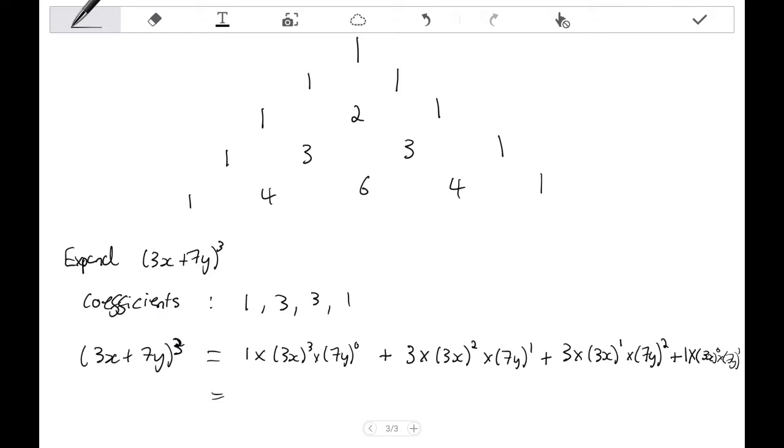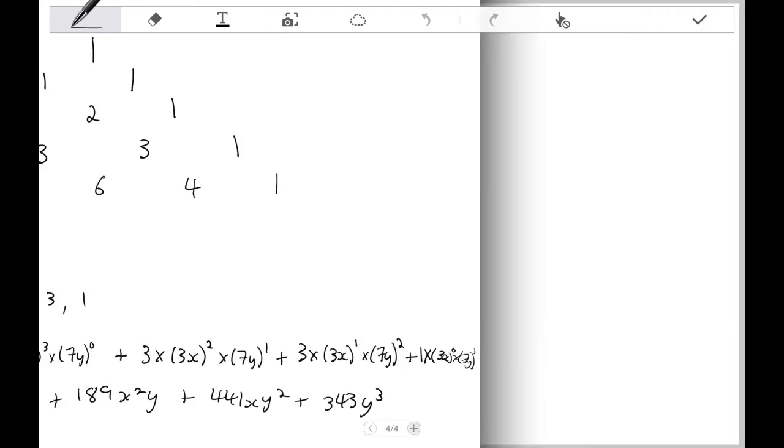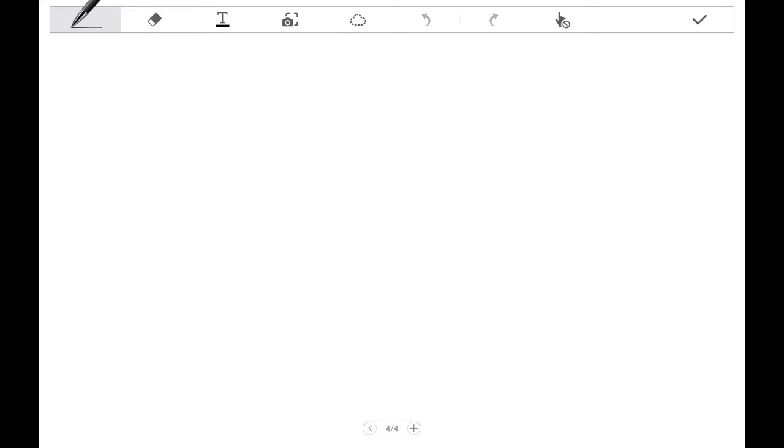So if we then simplify them, and you can check this for yourselves, you'd end up with 27x cubed, add 189x squared y, add 441xy squared, add 343y cubed. And that's the expansion, which, as you can see, once you get quick at it, would be much, much faster than multiplying out the 3 brackets. Okay? Brilliant. Right. That's the first thing that we need to be able to do.